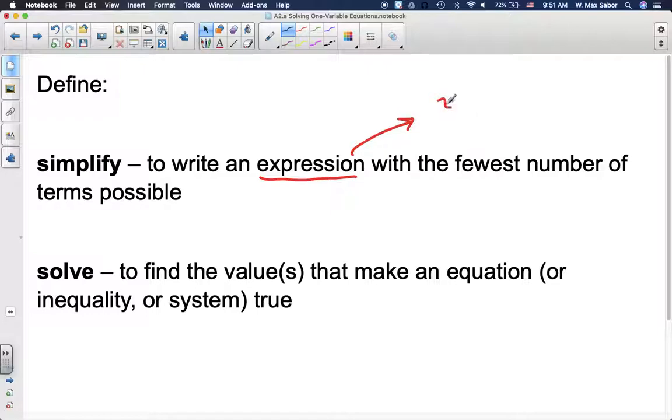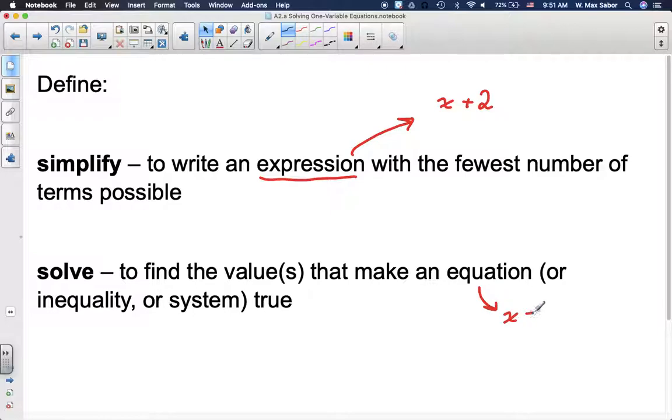Remember, an expression is something like x plus 2. There's going to be no equal sign if we're simplifying. Now we can simplify one side of an equal sign. We can also solve, which is to find the value that makes an equation or inequality or system true.